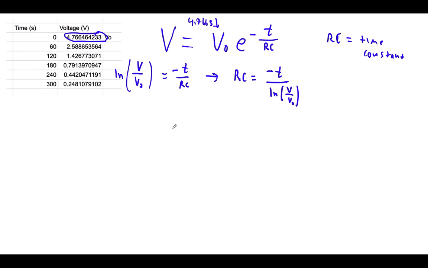Okay. So let's figure out the first one here. So RC1, I'll call this RC1, is going to be the opposite of the time, so the opposite of 60, divided by the natural log of the current voltage, which is 2.5887, divided by this voltage, which is 4.7665.